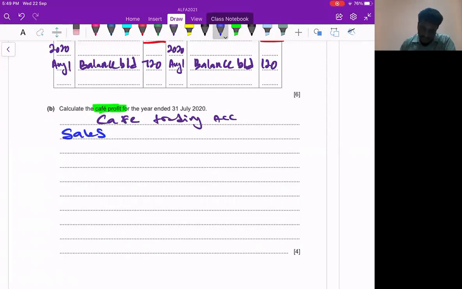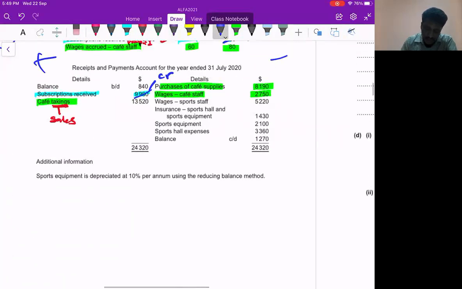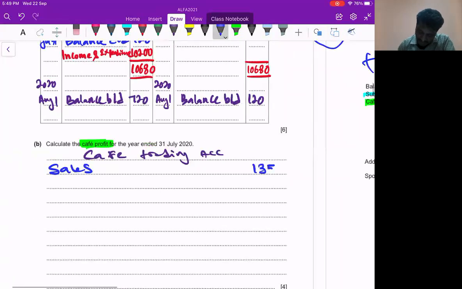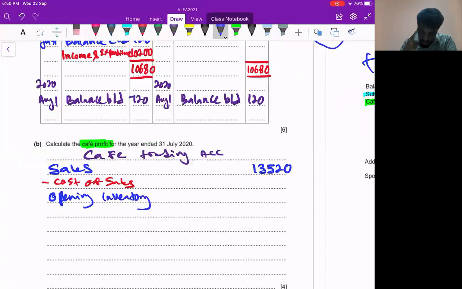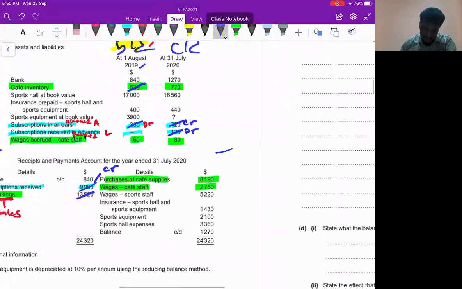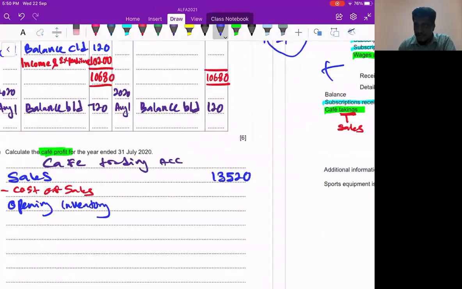Cafe sales. How much is the cafe sales? Or you can write cafe revenue also. 13,520, sorry. This one minus cost of sales. Your cost of sales will start with opening inventory. Opening inventory of cafe, 520. Are you following me? Anything that you don't agree with or don't understand, please ask me.